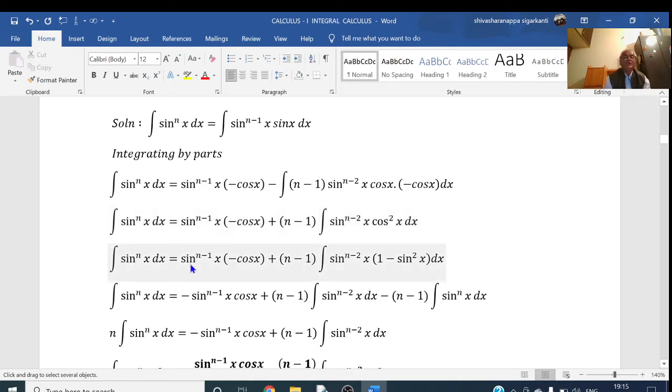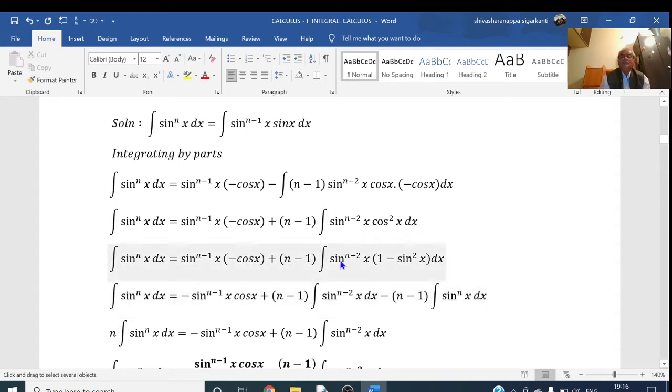So this is our minus sin x to the power of n minus 1 into cos x plus n minus 1 into under integral sign sin x to the power of n minus 2 into cos square, which can be written as 1 minus sin square. Now I will write this as, okay, this is minus, we can write outside here: minus sin x to the power of n minus 1 into cos x plus n minus 1 into.